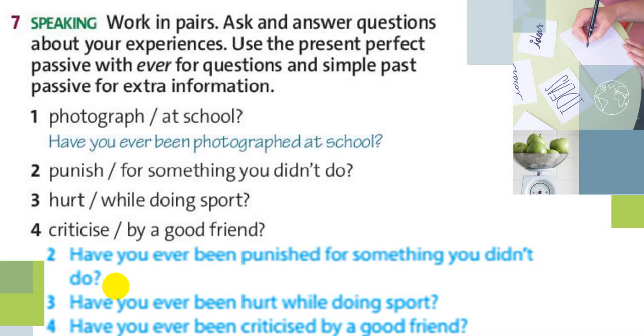Now, is it the speaking part? You work in pairs, asking and answering questions about your experience. Use the present perfect passive for questions, and the simple past passive for actual information. For example, have you ever been photographed at school? 2. Have you ever been punished for something you didn't do? 3. Have you ever been hurt while doing sport in the PE lesson? And have you ever been criticized by a good friend?